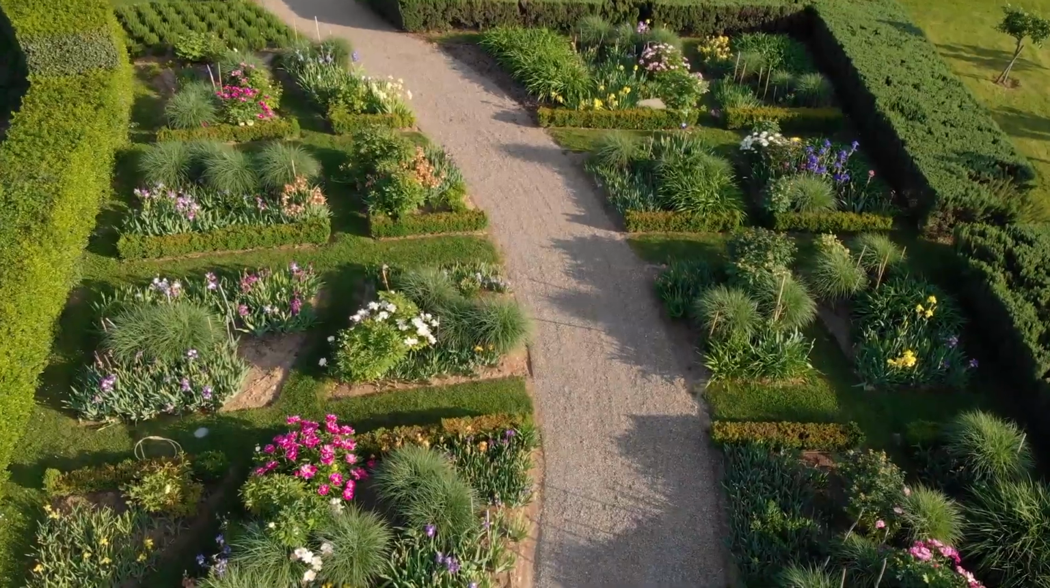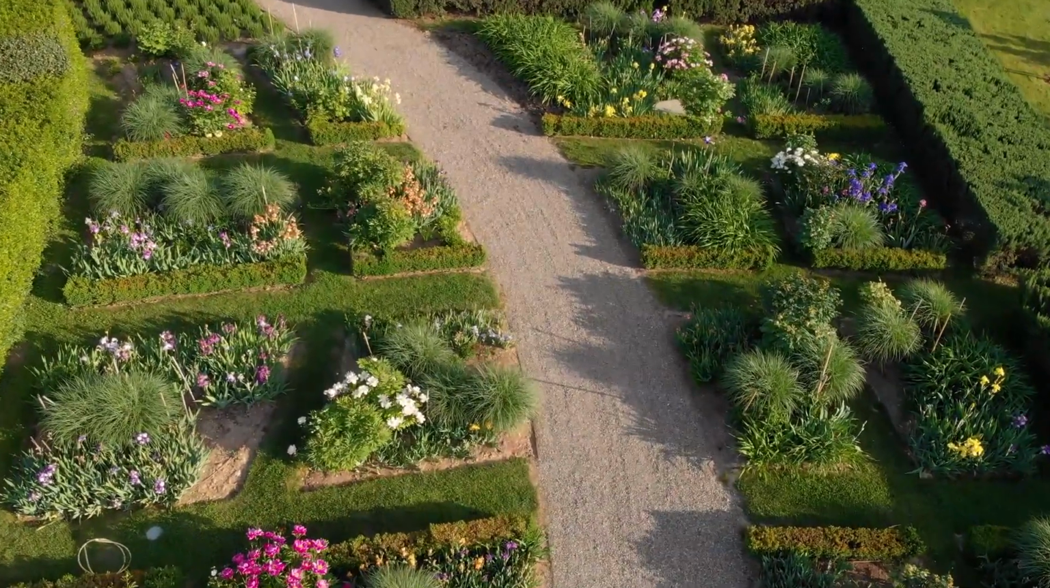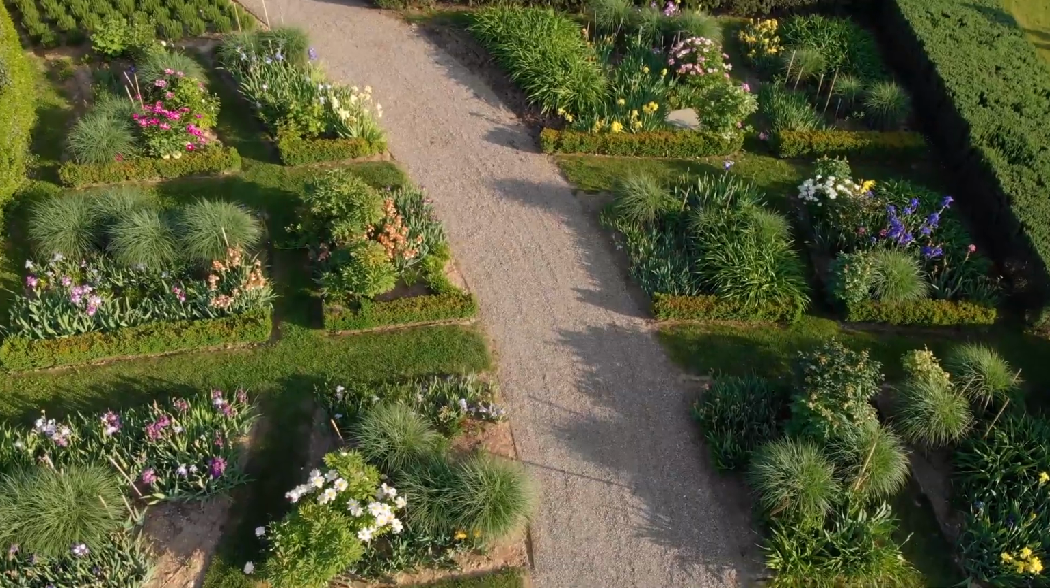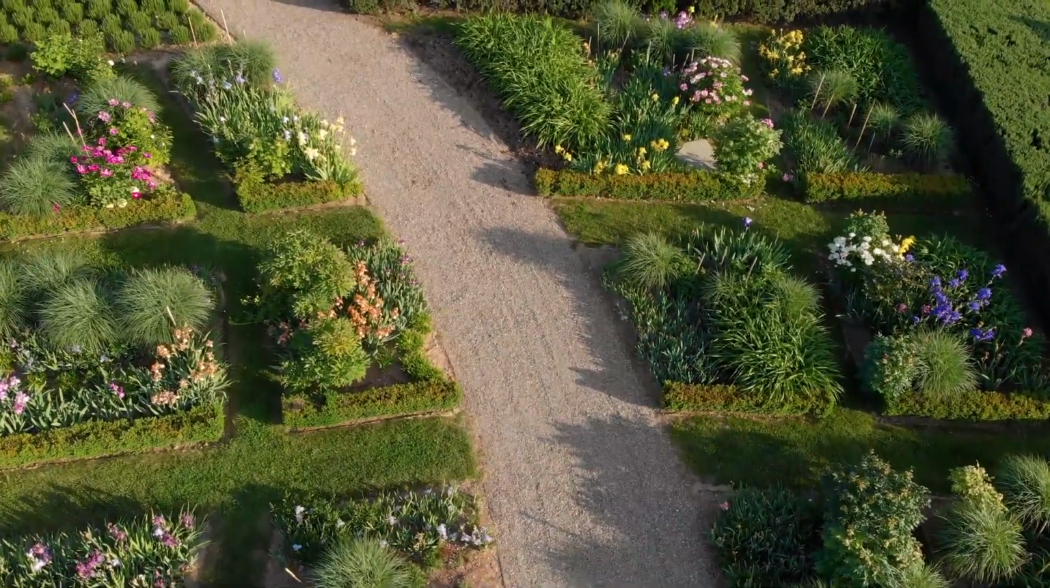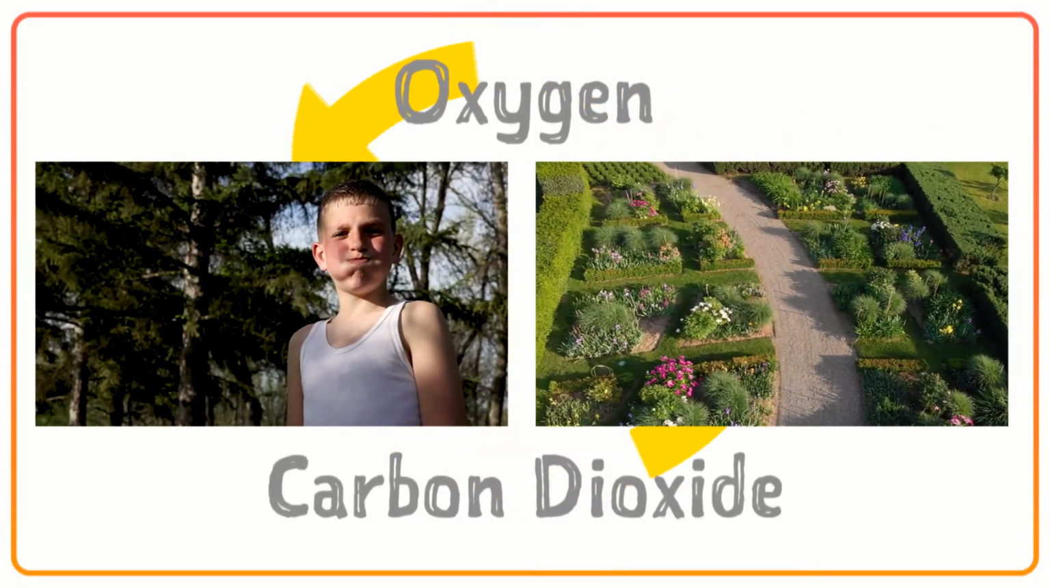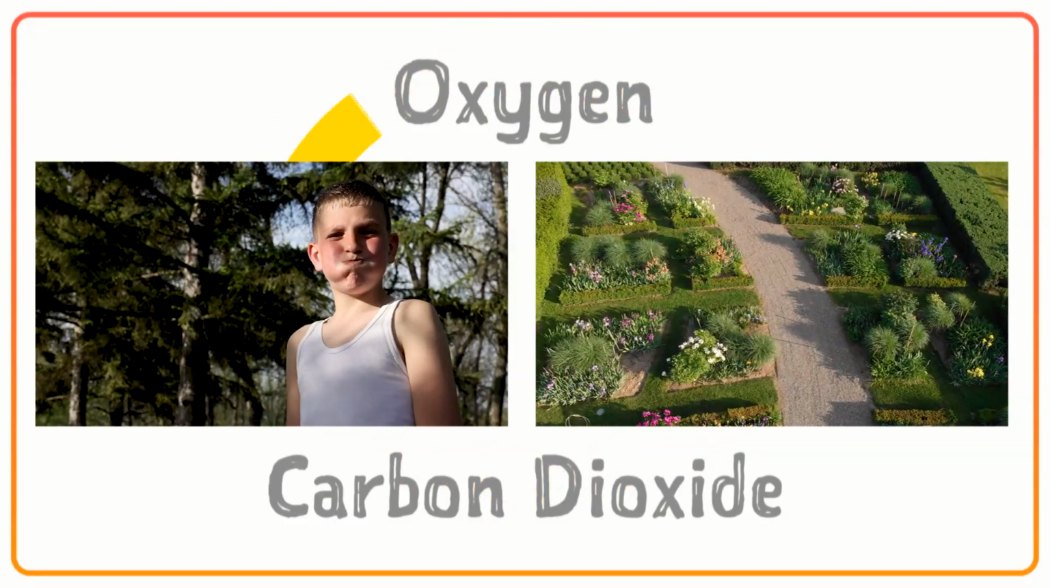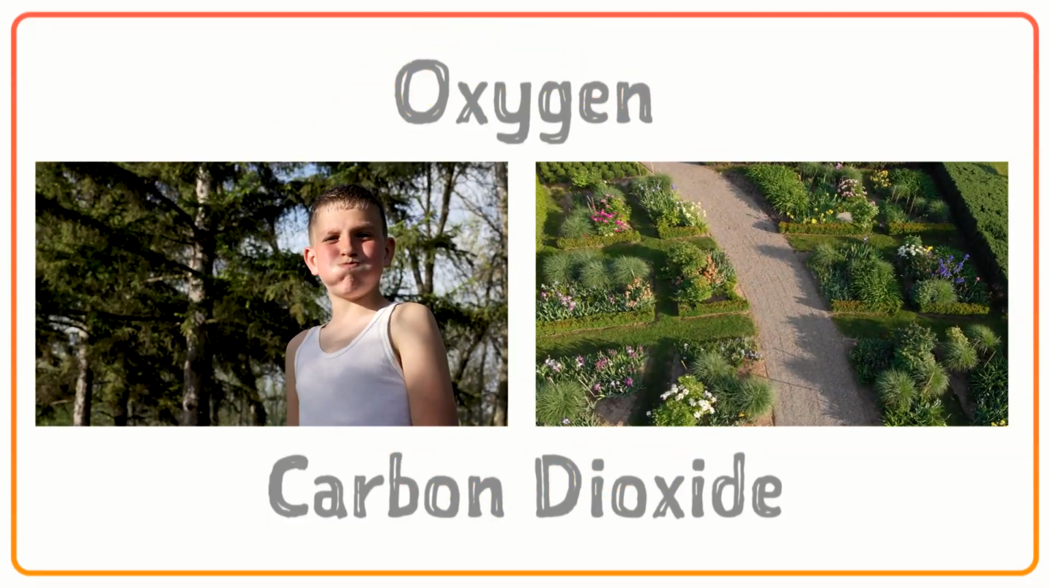When we breathe, we take in oxygen and breathe out carbon dioxide. As plants go through the process of photosynthesis, they use carbon dioxide from the air and release oxygen. This cyclical relationship between plants and animals helps maintain life on Earth.